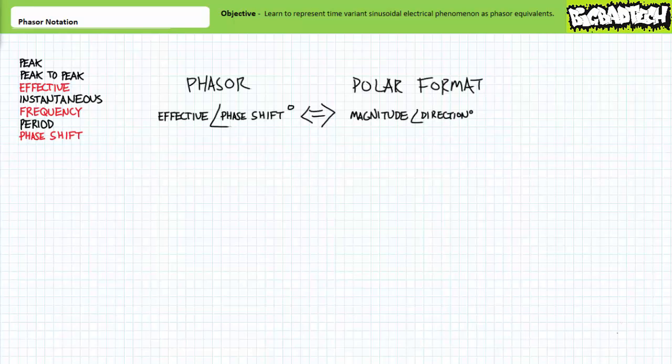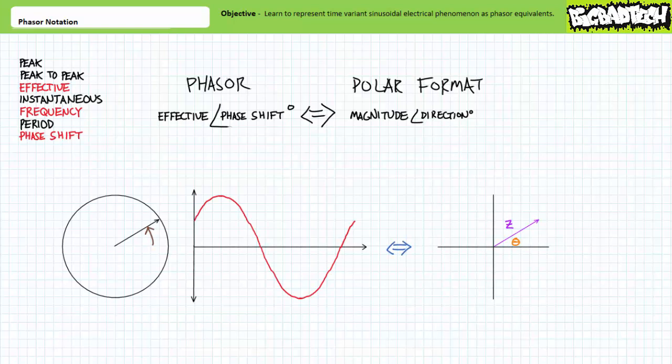The Phasor representation of a sinusoidal phenomenon is something akin to polar format, where the effective value is the magnitude and the phase shift is the direction. At first, the act of simplifying a time-variant sinusoidal expression into something akin to a complex number might seem incongruous. However, recall from the sine waves lecture, available at the Big Bad Tech channel, that the origin of the sine wave itself is rooted in circular rotation.